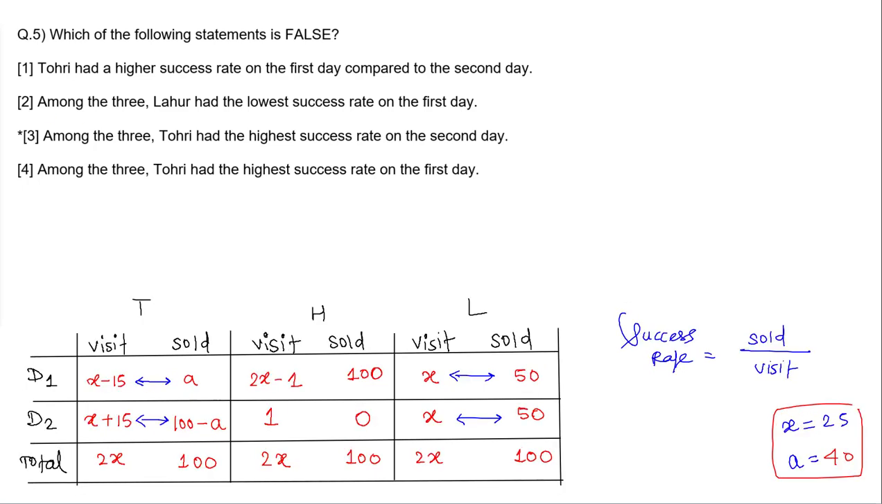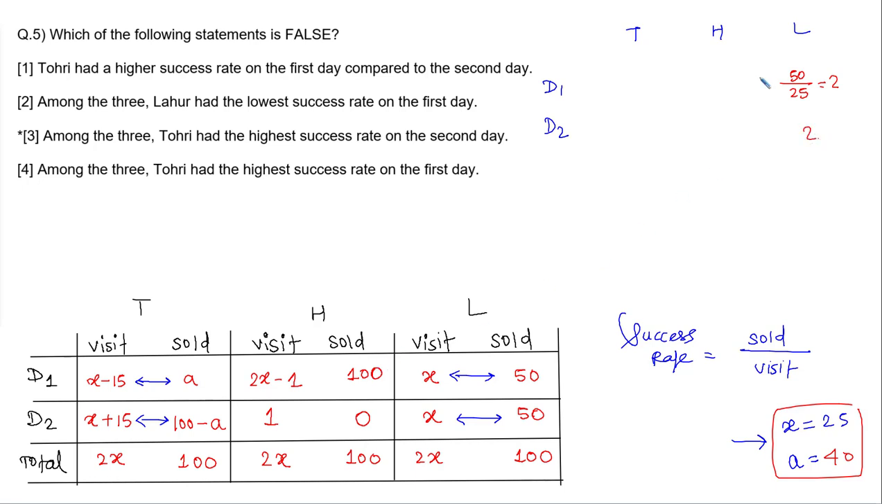Question number 5. Which of the following statements is false? T had a higher success rate on the first day compared to the second day. So hold on, if you look at all the 4 statements, we need the success rate here. So let's have a look at it. T, H and L. Day 1, day 2. The value of x 25, value of A 50. So let's calculate the success rate of L first, that is 50 divided by x. 50 divided by x means 50 divided by 25. That is equal to 2.